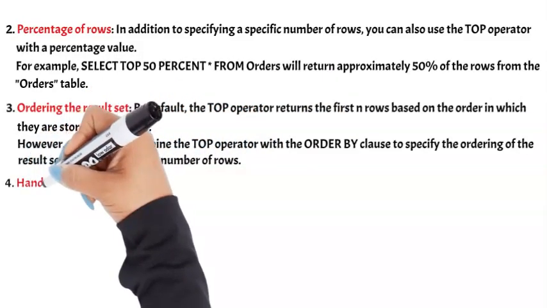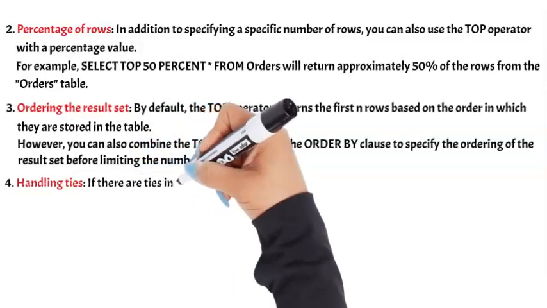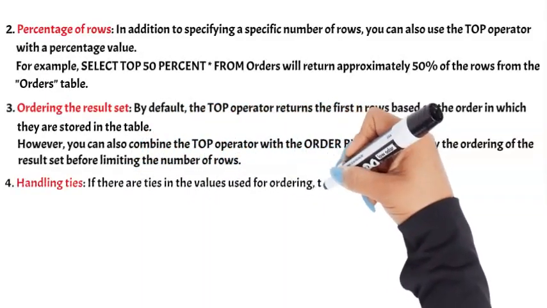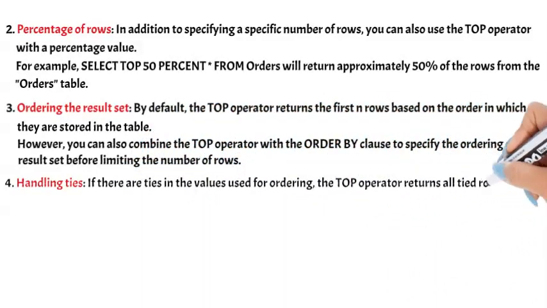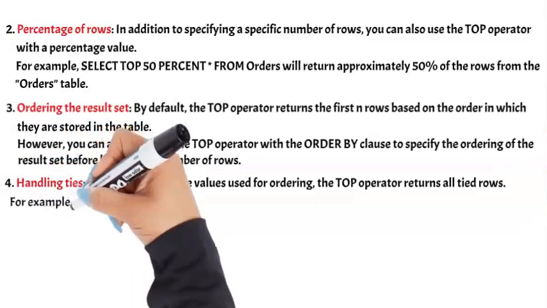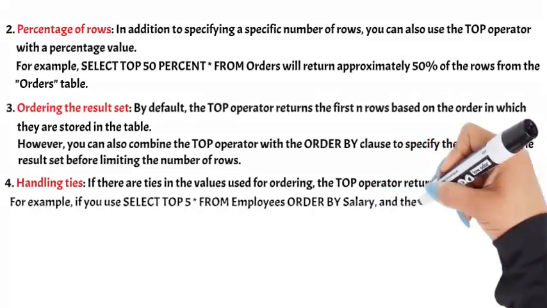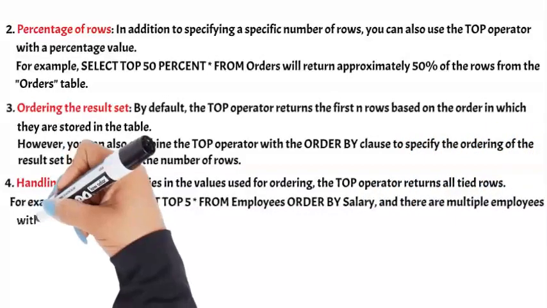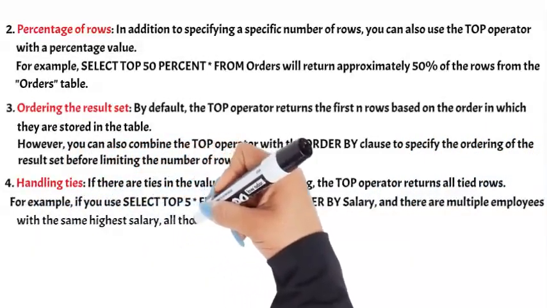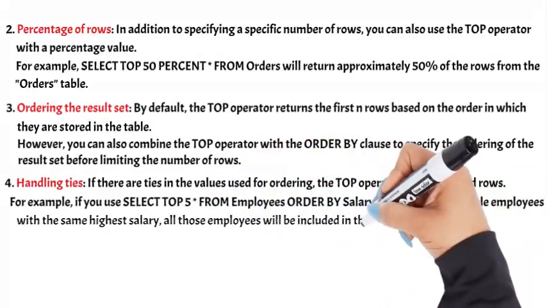4. Handling ties. If there are ties in the values used for ordering, the TOP operator can return all tied rows. For example, if you use SELECT TOP 5 * FROM employees ORDER BY salary, and there are multiple employees with the same highest salary, all those employees will be included in the result.